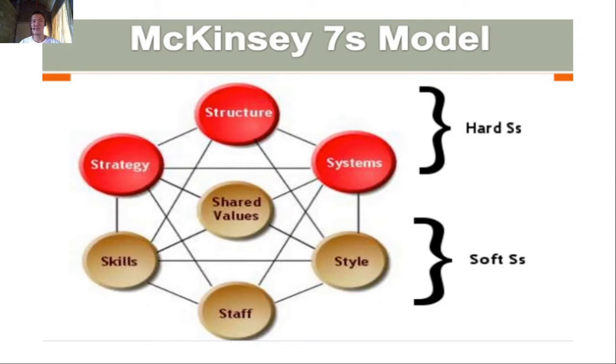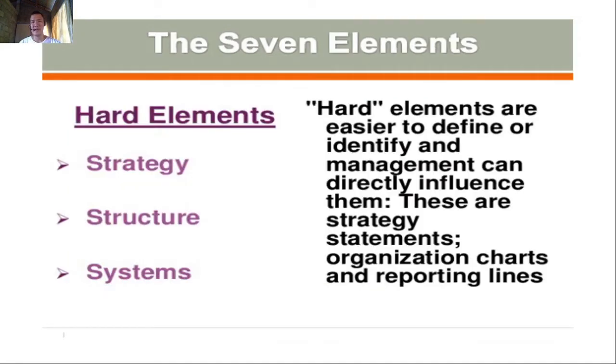So yung hard S, ito yung strategy, structure, systems. And then yung soft S na apat, we have the shared values, style, staff, and skills. So what are the hard elements? So these are the strategy, structure, and systems. First, or by definition, hard elements are easier to define or identify, and management can directly influence them. These are strategy statements, organization charts, and reporting lines. So basically, hard elements are elements that may control yung isang business owner or some owner or yung ownership in general.